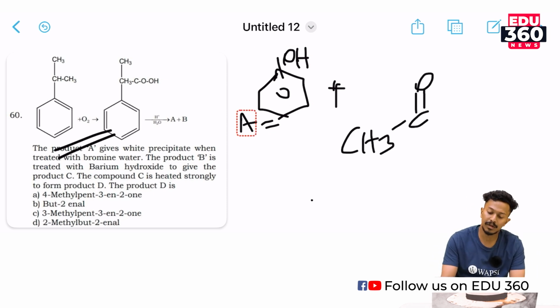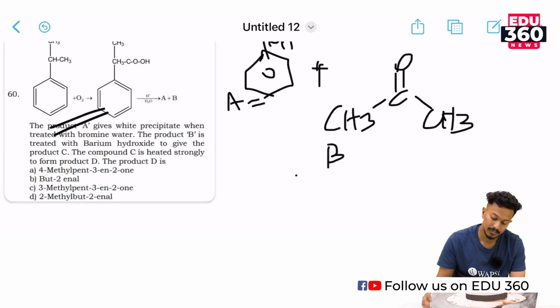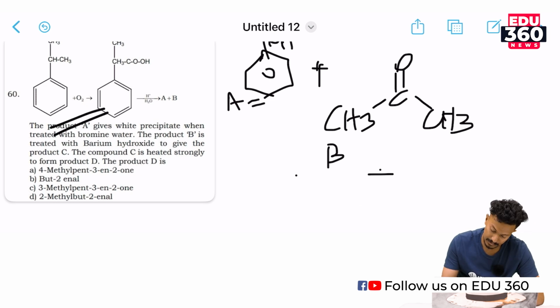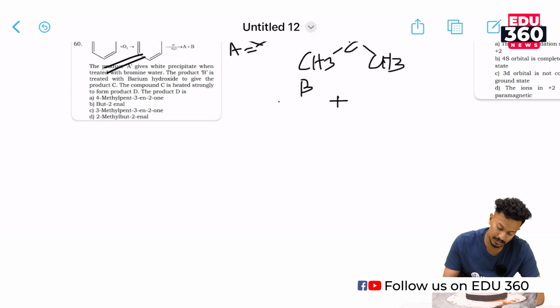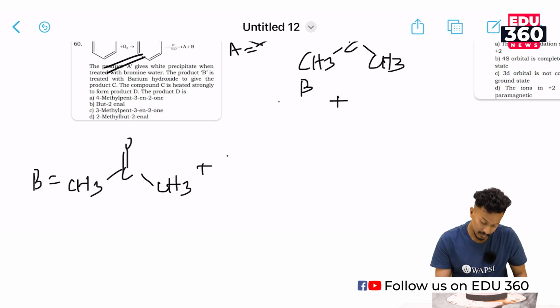Product B gives acetone, which is treated with barium hydroxide. Let me write this equation completely from here. We get B is equal to acetone, CH3, C double bond O, CH3. When B is treated with barium hydroxide.